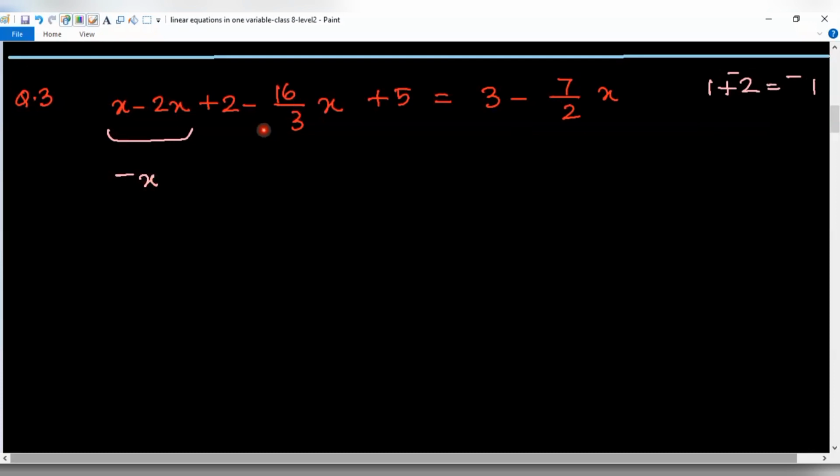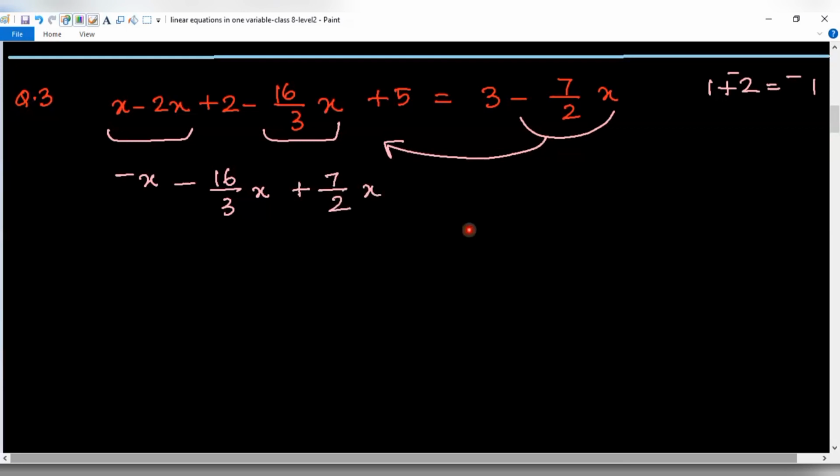Then here again we have a term containing x. So minus 16 by 3x. Next, here we have negative 7 by 2x. When we take it to the left side, what will happen? This negative will become positive. So plus 7 by 2x.